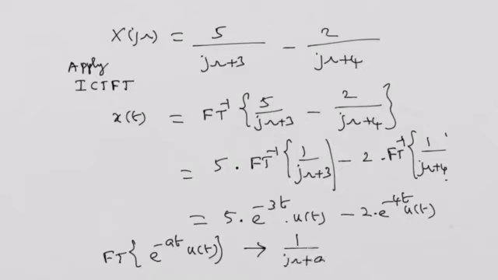A plus j omega. So in this similar situation, if you compare with the above two relationships, 1 divided by j omega plus a should be considered as e power minus at u of t in time domain. That is how x of t is obtained as 5 into e power minus 3t u of t minus 2, which is a constant, upon application of the inverse Fourier transform on 1 over j omega plus 4, you will get e power minus 4t u of t. Yes, it is over. Shall I go to the next problem?